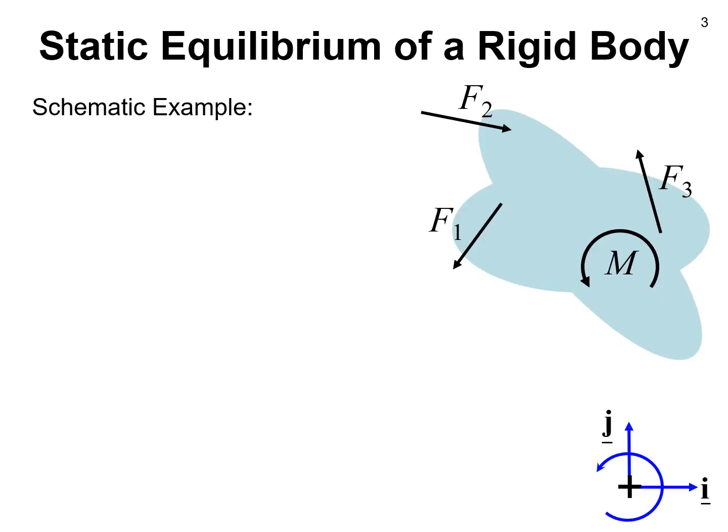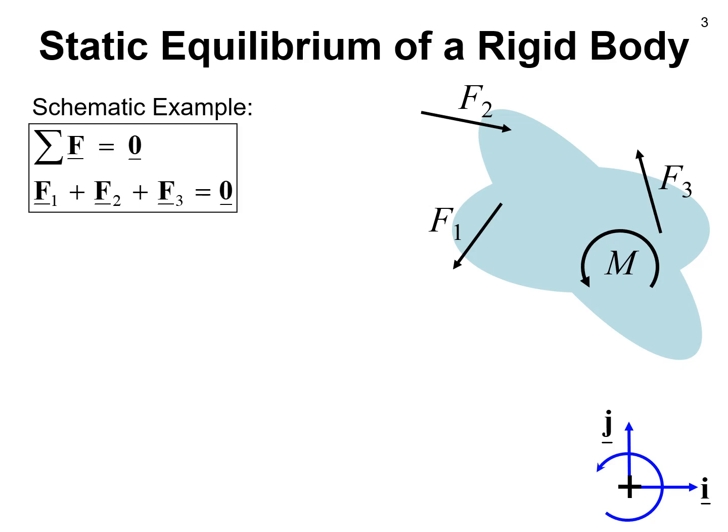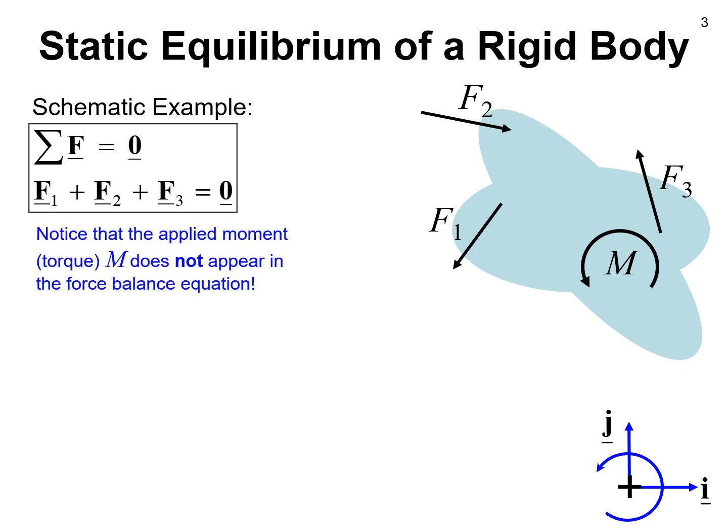So here's a schematic example. Here's a body which I'm drawing with 3 forces and an applied torque called M. And if you were to write the sum of the force equation abstractly, you have F1 plus F2 plus F3 equals 0. Notice that the moment M does not appear in the force equation. The other equation, the sum of the moments about P, well, first we have to choose a point P. You can choose any point you like, but once you choose that point, the sum of the moment about that point is equal to 0.